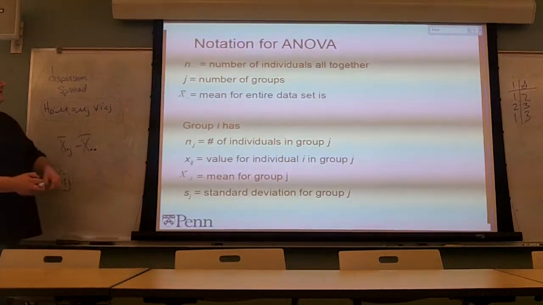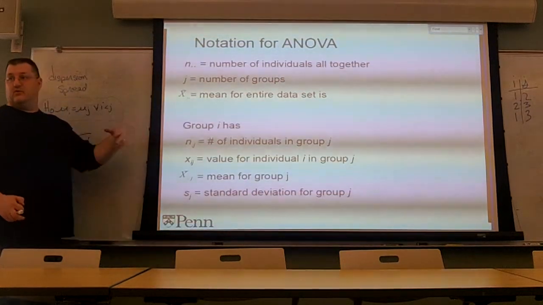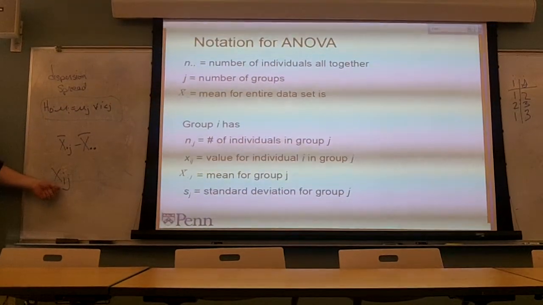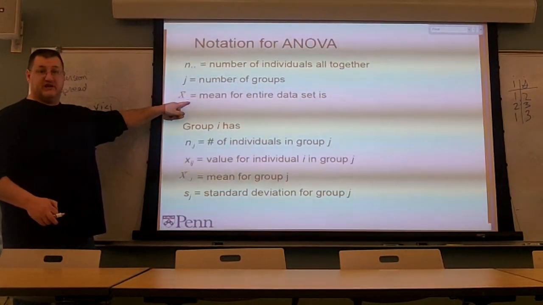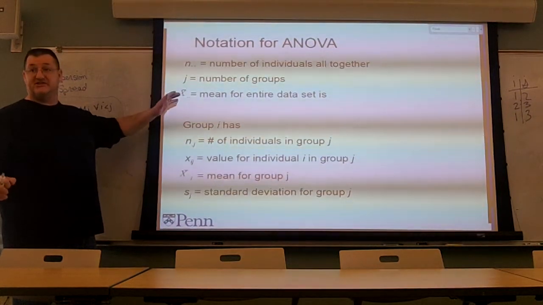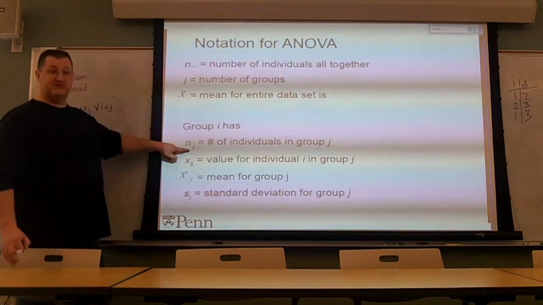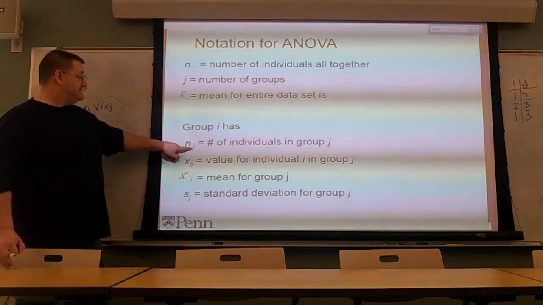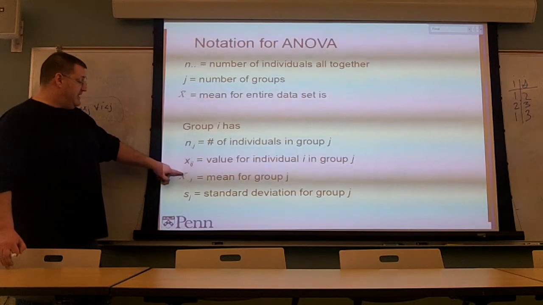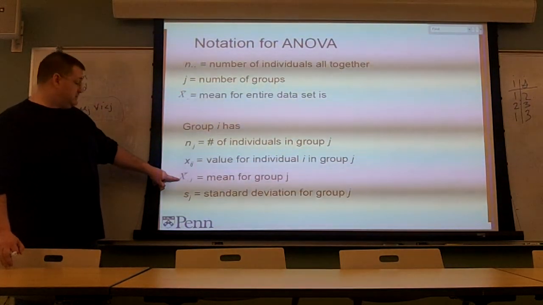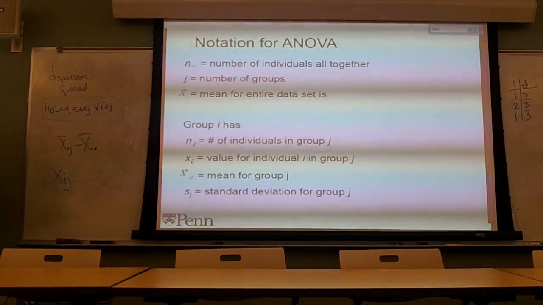Okay? So now I have X bar dot dot. Whenever you see the dot, we take that to mean taken over all of the levels of the subscript. Right? X bar dot dot is the mean of all I people over all J levels. Right? It's just an extension of what you already know. And then group J has n dot J individuals in it. Right? So this is the number of people in the Jth group. We talked about this being individual I in group J. X bar dot J is the mean for the Jth group. Right? S sub J is the standard deviation for group J. Right? So it's just an extension of what you know already.